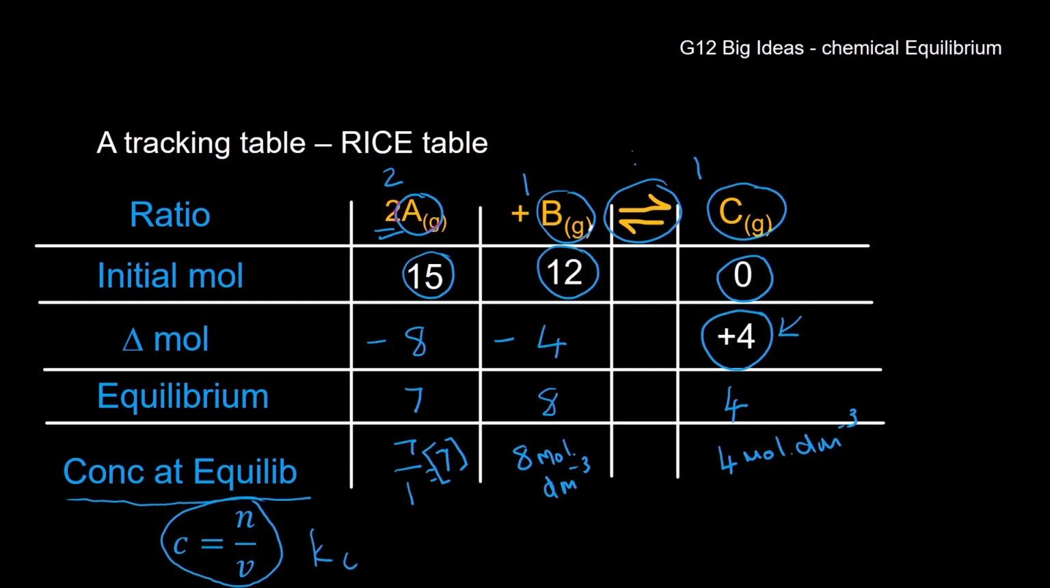Okay, so this is how we use the RICE table. It is very helpful in formulating what is happening with the number of moles of substances, the reactants and the products, and we can then figure out the number of moles at equilibrium, and from there we can calculate the concentration. And once we know the concentration, which is mole per decimeter cubed, we can then calculate Kc.